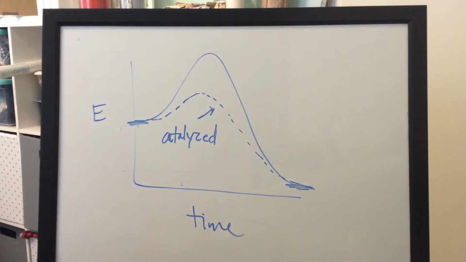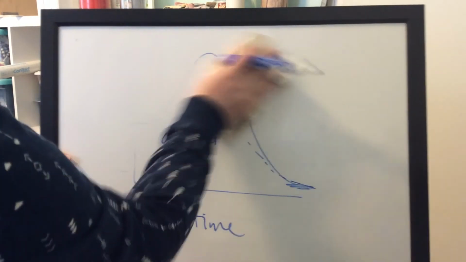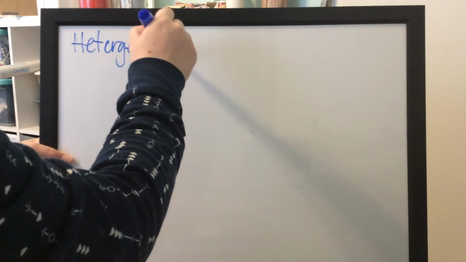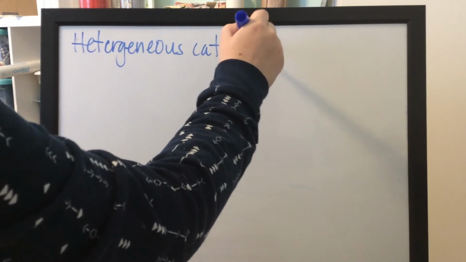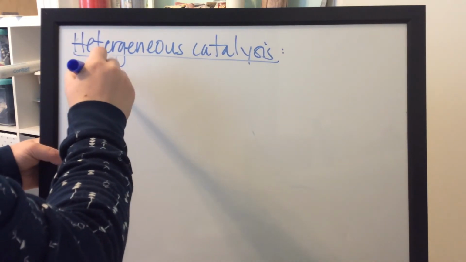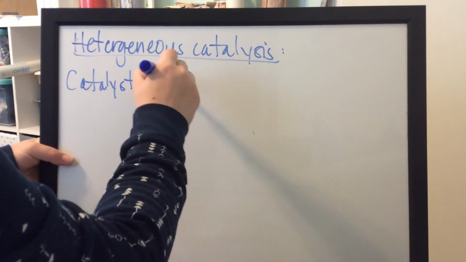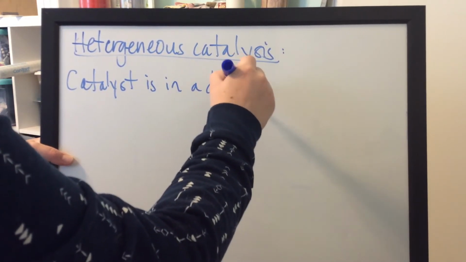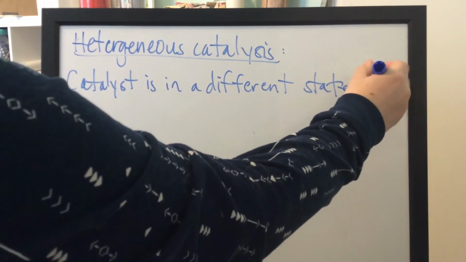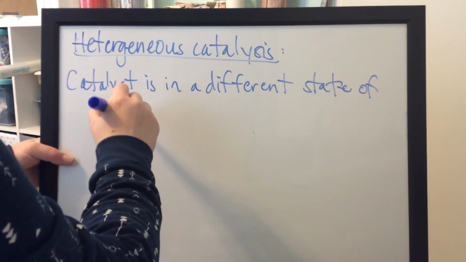Okay, so on the next page, as you might have guessed, if homogeneous catalysis is the same state of matter, then there's a heterogeneous catalysis, which is where the catalyst is in a different state of matter compared to the reactants.